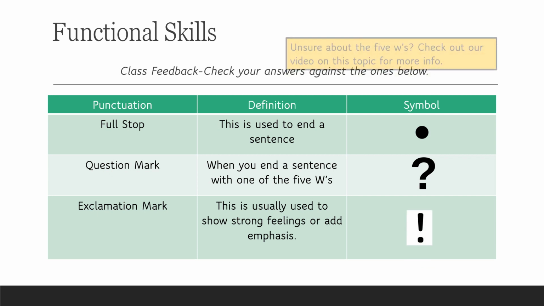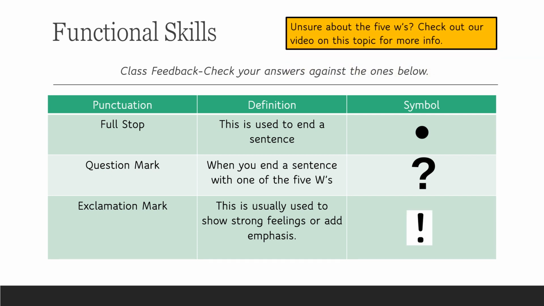Now we did just mention as well for the question mark that you use this whenever you end a sentence with one of the 5 W's. If you're unsure about what we mean by the 5 W's, do check out our video which goes into these in more detail, because it is on our channel as well. The 5 W's is essentially what, who, when, where and how. So whenever you say one of these words, generally it means that the sentence needs to end in a question or question mark, because that is the kind of thing that you're stating to your audience. You'll be asking a question if you're using one of those key words.